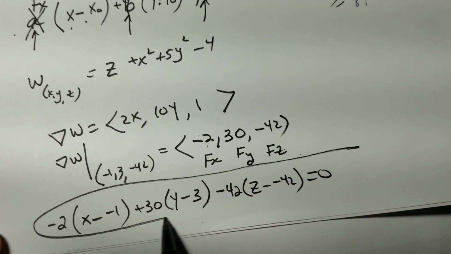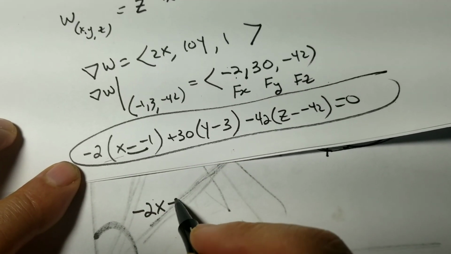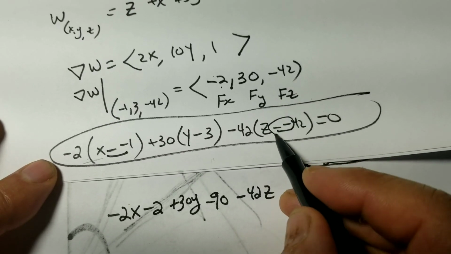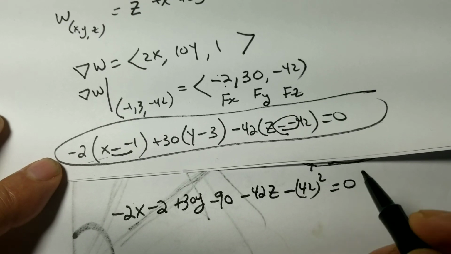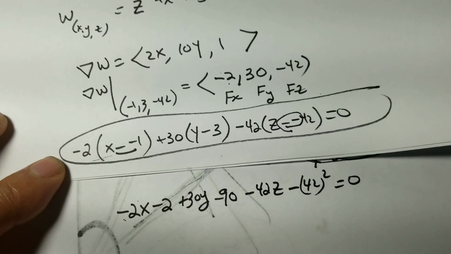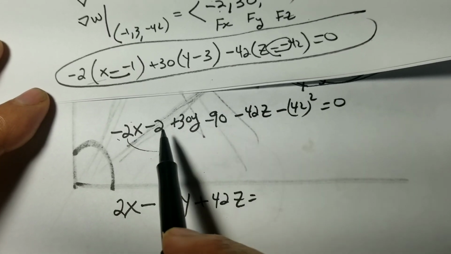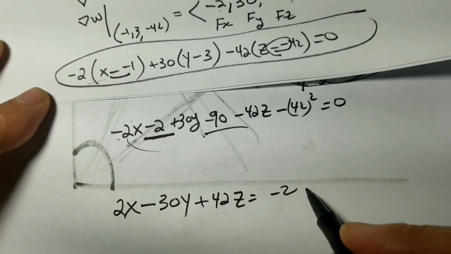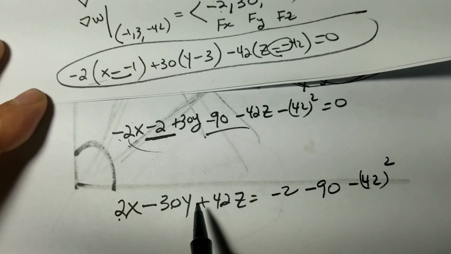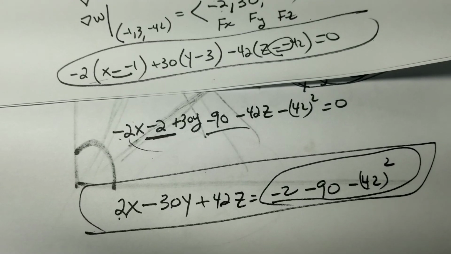equal to 0. I want you to solve for the equation of a plane by multiplying this out. It becomes negative 2x, that's the positive, make it a negative 2, 30y minus 90, minus 42z, negative times negative is a positive, that becomes negative 42 squared, equal to 0. Do you see that x is negative? I'm going to move it to the other side to start with a positive coefficient. My y goes to the other side and becomes negative. My z goes to the other side and becomes positive. And because I move this to the other side, I'm going to keep this one where it is, keep this one where it is, and keep this one where it is. Therefore, if you want to divide it by 2, I'm perfectly fine with it. Make sure the right side is also divisible by 2. If it's not, simplify this one, and that's called the equation of a tangent plane.